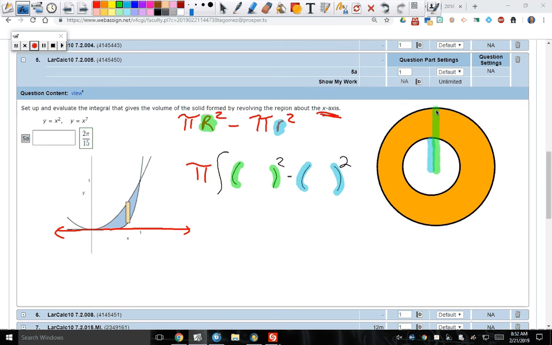Okay. With this in mind, let's talk about our bounds. What are the bounds that we will integrate when we're looking at this cross-sectional area? 0 to 1. So 0 to 1, is it dx or dy? You've already made a decision. Dx, because they're vertical slices.